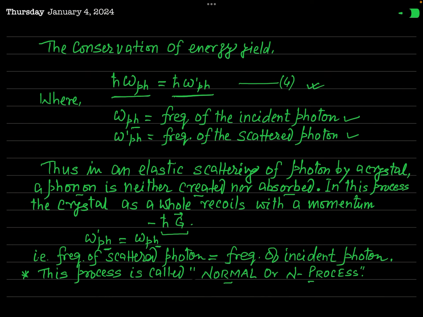So if in a scattering process there is no change in frequency after scattering, that means the frequency of the incident photon is the same as the frequency of the scattered photon, then that very process is called a normal process. Okay. So you can see that in case of elastic scattering of photon by a crystal, or in case of Bragg's reflection, neither a phonon is created nor a phonon is absorbed.